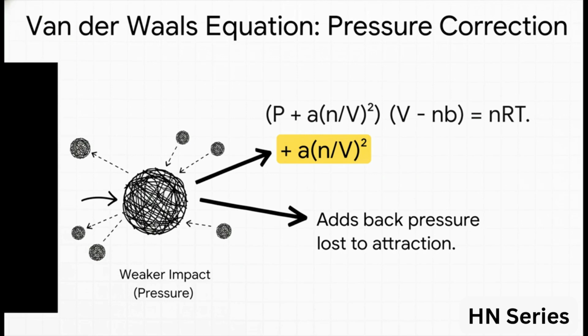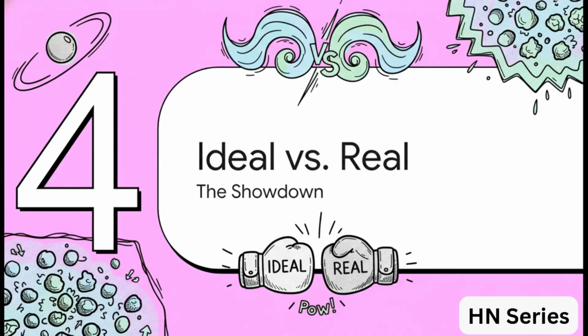So how did van der Waals fix this? He added a correction term right to the pressure variable itself. This new term, with that constant a, mathematically adds back the exact amount of pressure that was lost because of those attractions. And with that second correction, his masterpiece was complete. So now we have our two equations. We've got the simple, elegant ideal gas law, and we've got the more complex, but way more realistic, van der Waals equation. Let's put them head to head. It's time for a showdown.